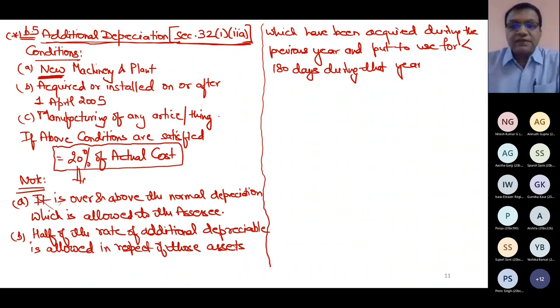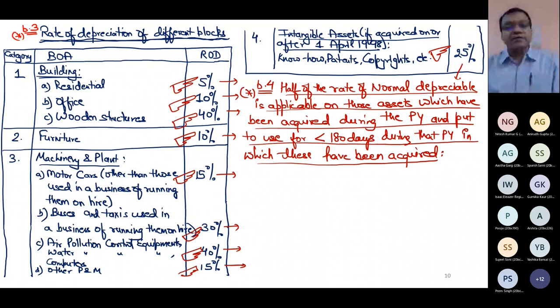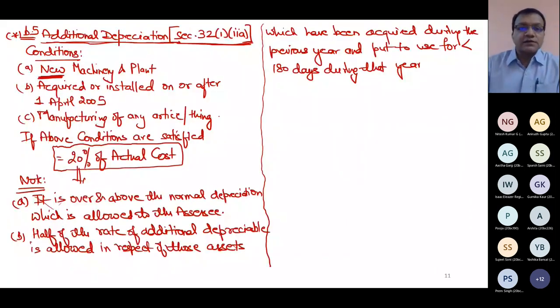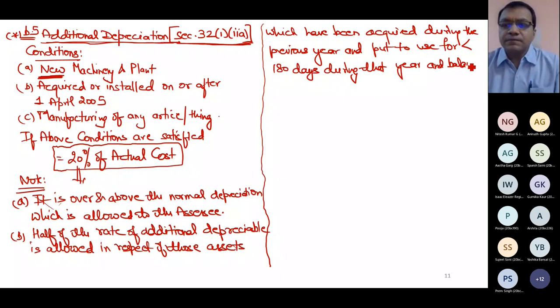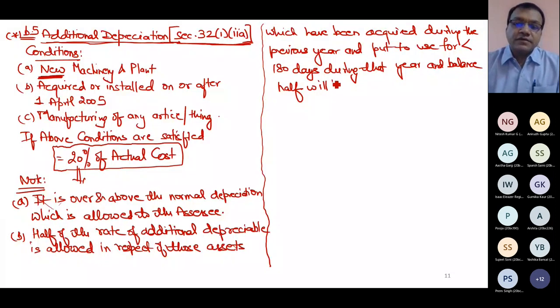Same thing, just like when normal depreciation is admissible at half rate in respect of an asset which has been acquired during the previous year and put to use for less than 180 days. In this case also, if any new asset has been acquired during the previous year and put to use for less than 180 days, then you charge half rate in that year. And the remaining half you will charge in the next year.